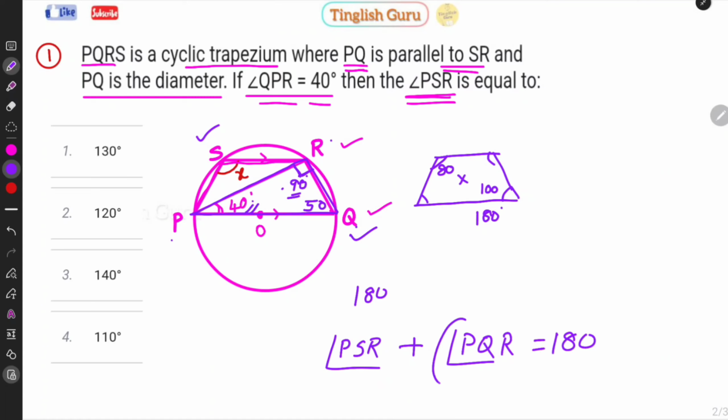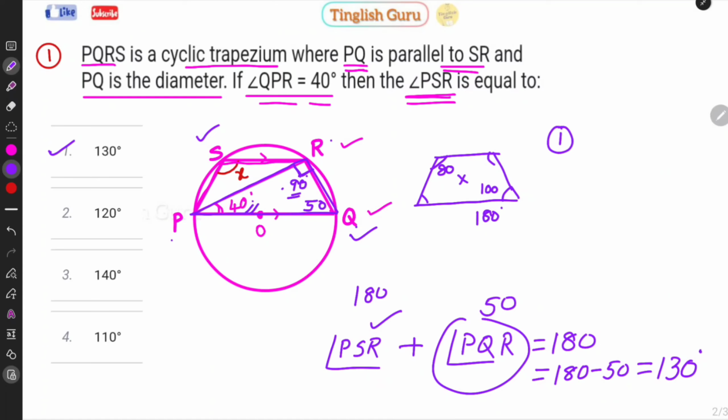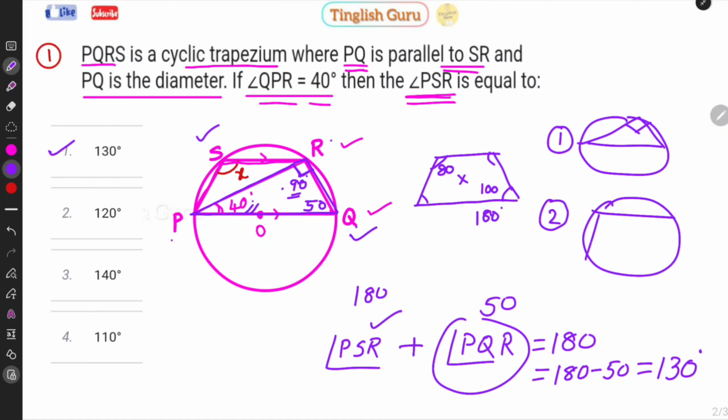Angle PQR value we know, that is 50 degrees. So angle PSR will be 180 minus 50, nothing but 130 degrees. So the first option will be our answer. Here we learned two concepts. First concept is the angle in a semicircle is 90 degrees, and second concept is in any cyclic quadrilateral, the sum of the opposite angles is 180 degrees.